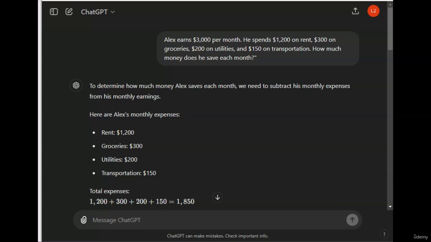Now it's your turn to try self-consistency prompting. If you ever doubt the output of a language model, just rerun the same prompt a few times. Compare the results and see which answer is the most consistent. This simple technique can greatly improve the reliability of your results.